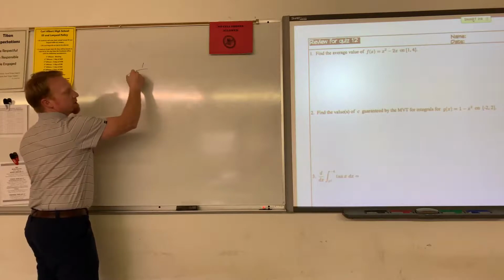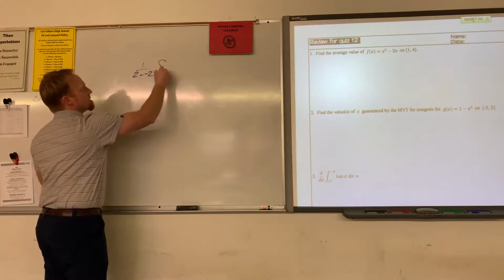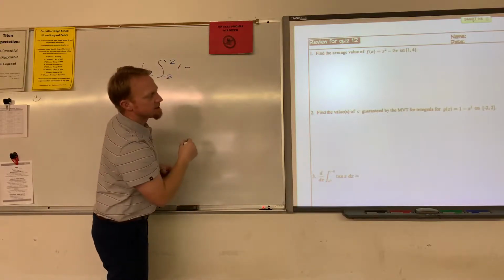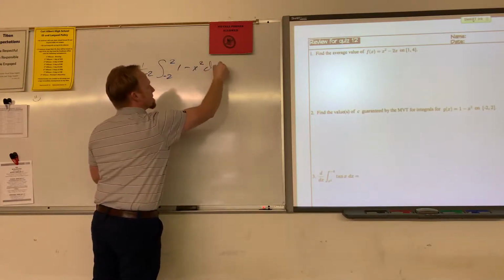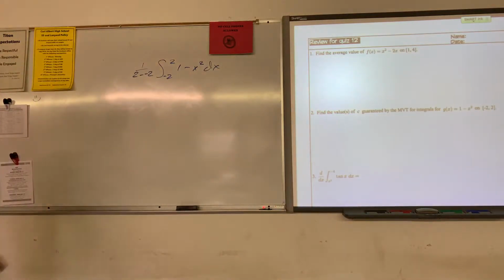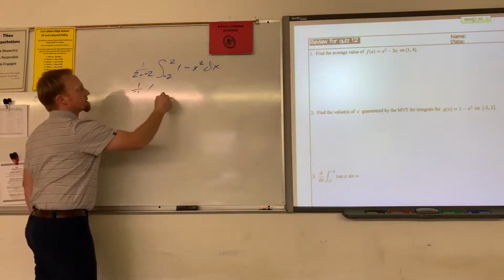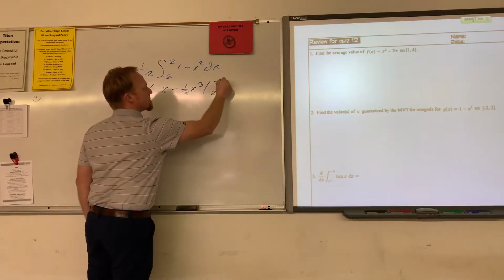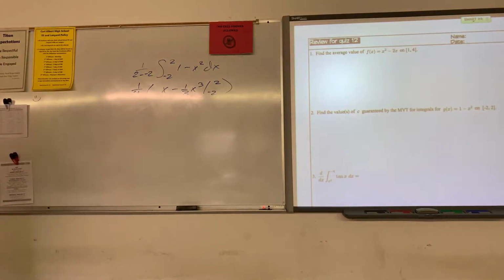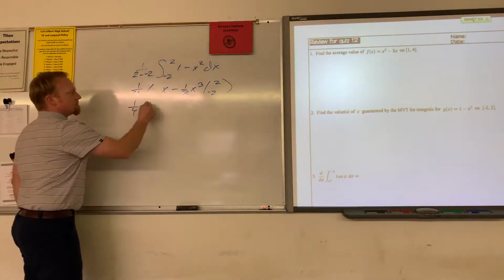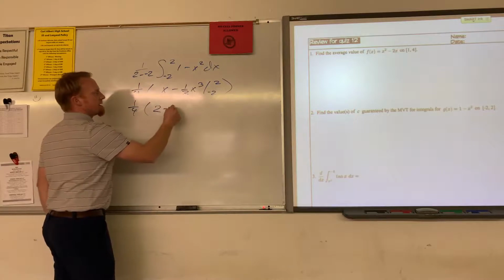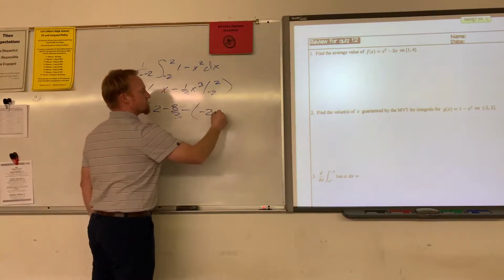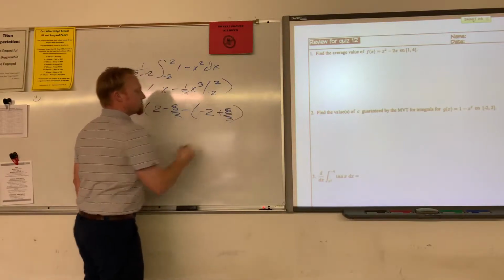So 1 over 2 minus -2. Integrate from -2 to 2. I've got 1 minus x squared. So I've got to find the average value first. So 1/4. I have x minus 1/3 x cubed from -2 to 2. 1/4, plug in 2, so that's 2 minus 8/3, minus, plug in -2, so that's -2 plus 8/3.